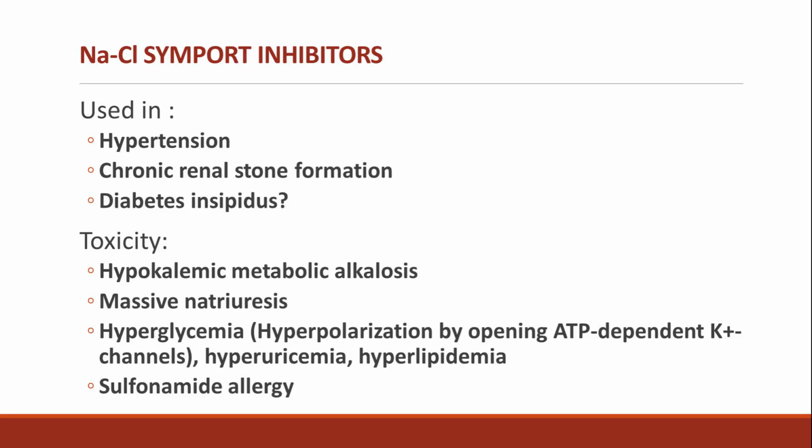Hyperglycemia occurs due to reduced insulin release caused by potassium loss. Hyperuricemia results from competition with uric acid secretion in the proximal tubule. Thiazides may precipitate gout and worsen glucose intolerance in diabetics. They should be used with caution in patients with metabolic syndrome. Combining them with potassium-sparing diuretics helps prevent hypokalemia.